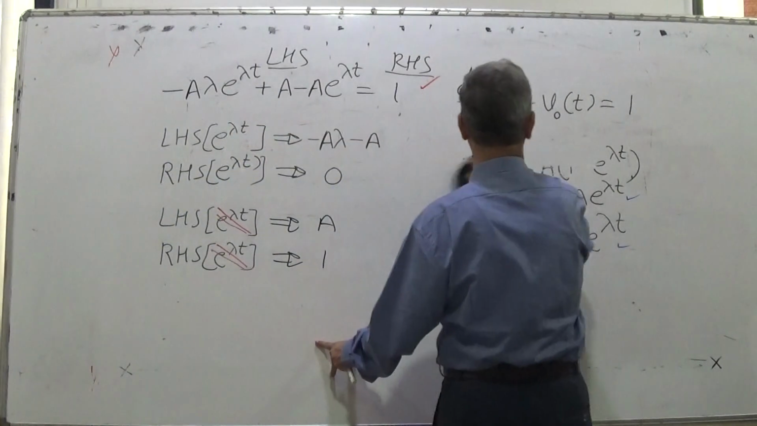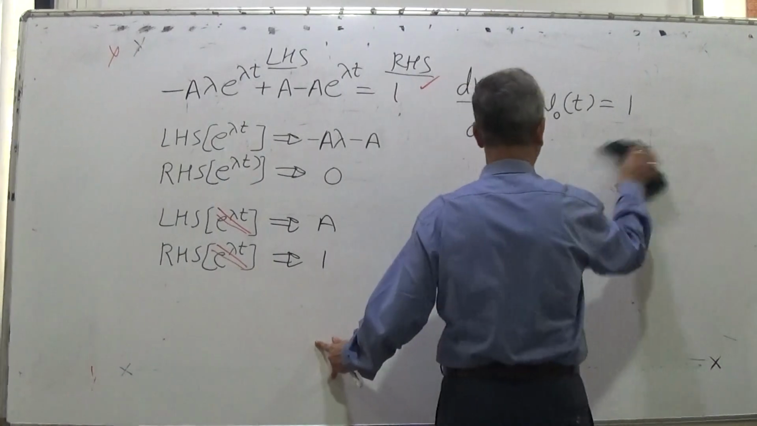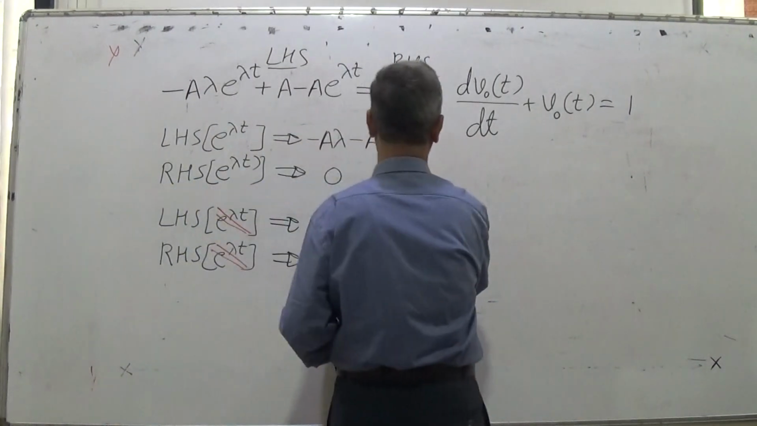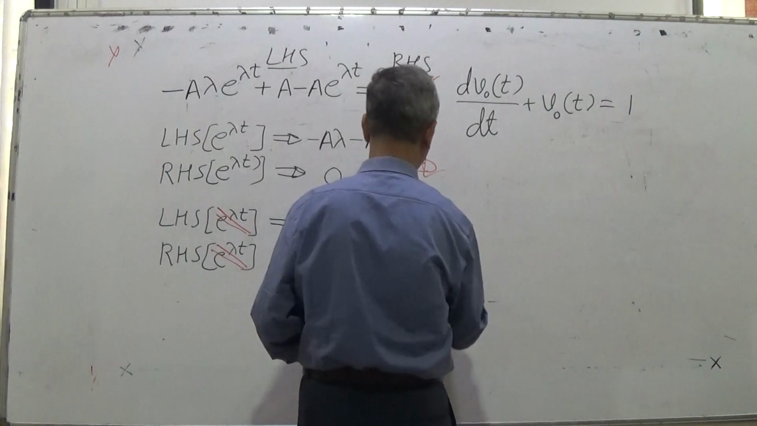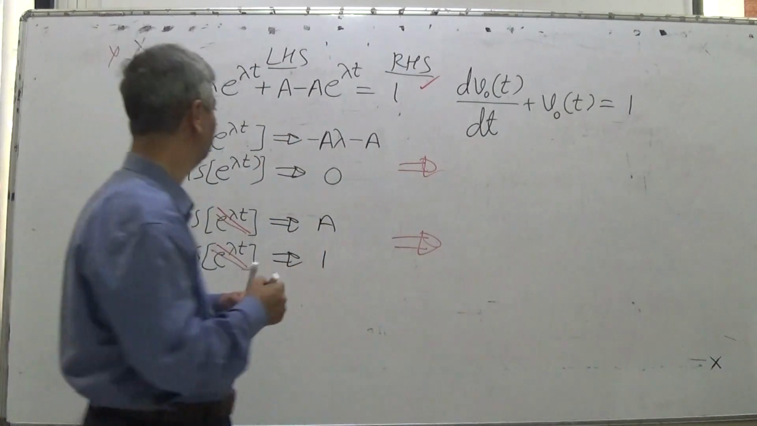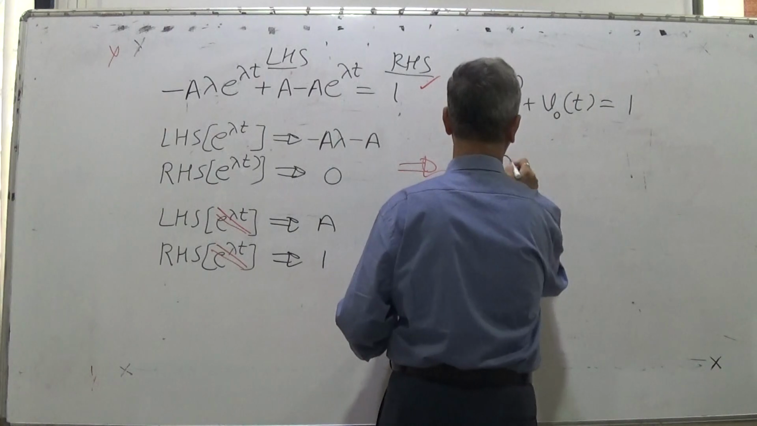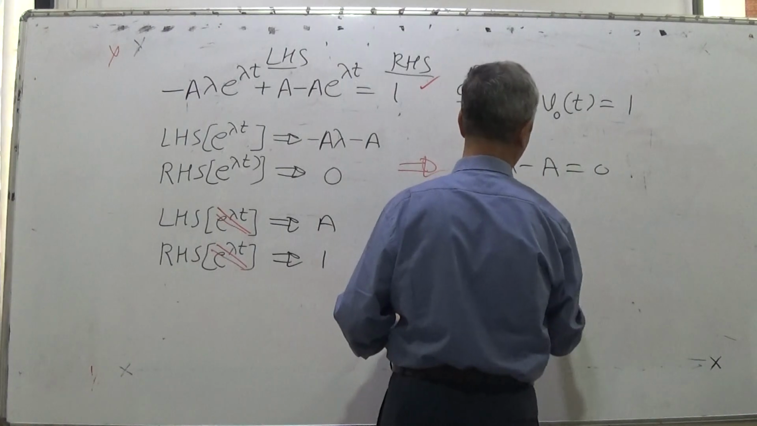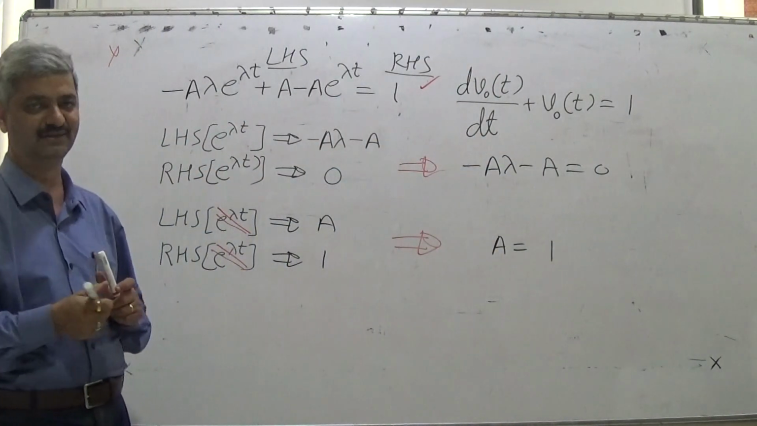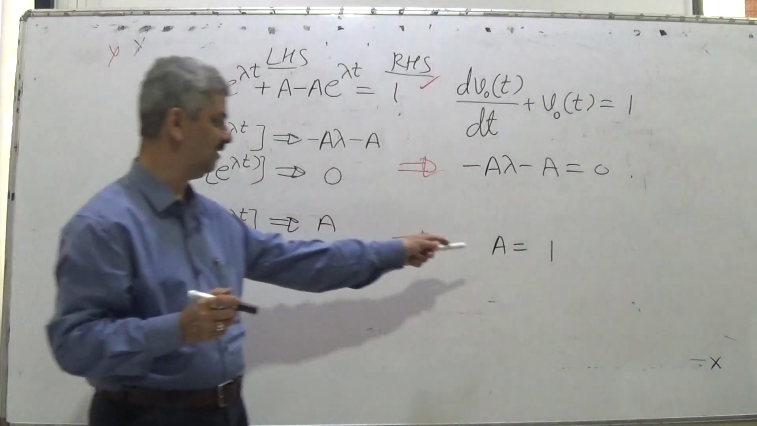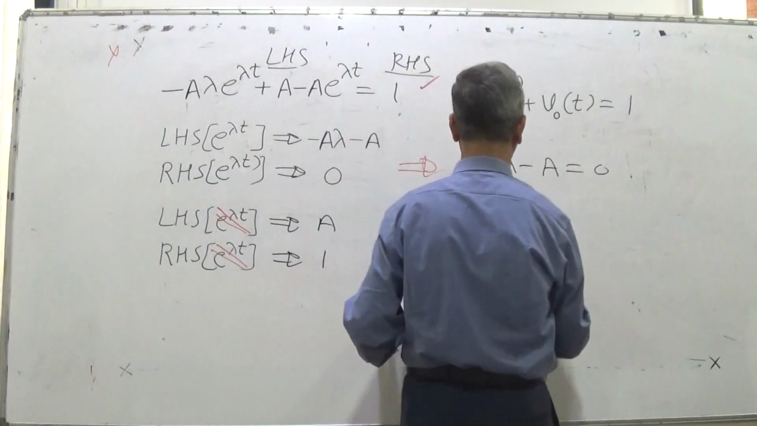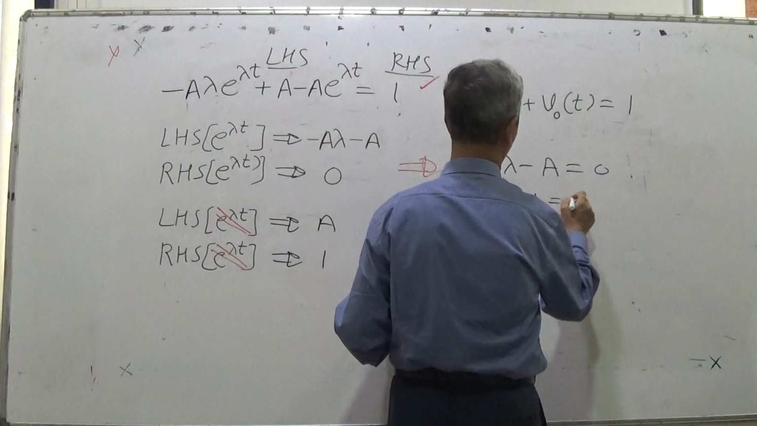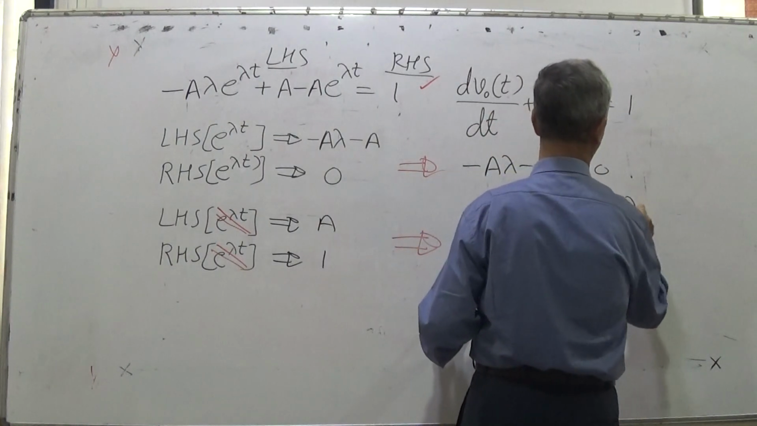So there are two equations now. What are the two equations? LHS of e raised to lambda t terms should match with RHS, so that we should get from this and from this. And so what we get? Minus a lambda minus a is equal to 0 and a is equal to 1. So here we get one answer directly, and putting a equal to 1 we get minus lambda minus 1 is equal to 0, so that leads to lambda equal to minus 1.